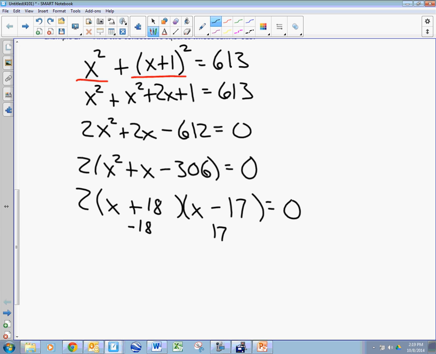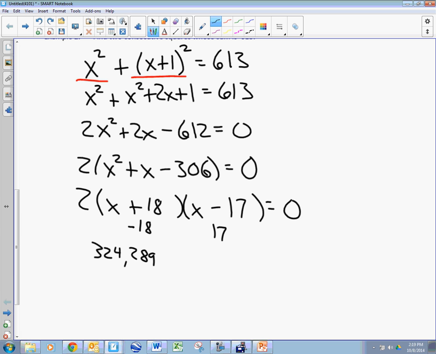So let's figure out what they are. What is negative 18 squared? 324. Now we'll plug in negative 18 here as well. What's negative 18 plus 1? Negative 17 squared? 289. So those are consecutive squares that add up to 613.